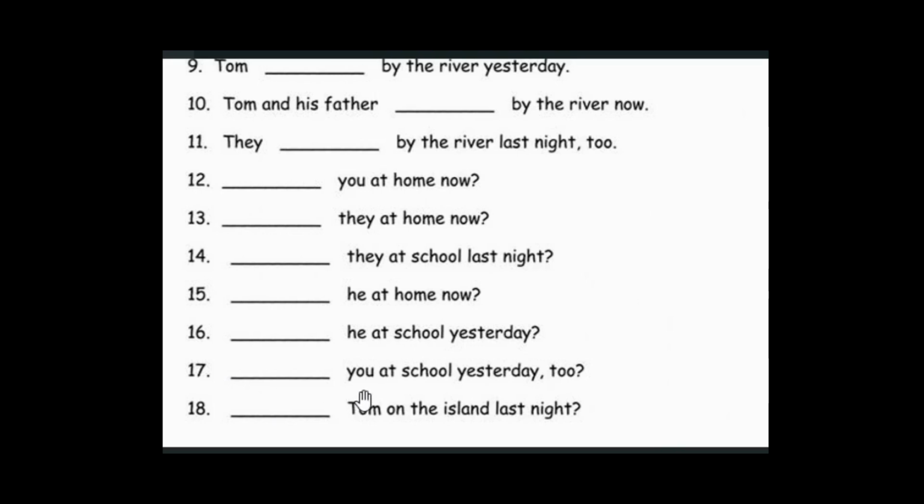And next one: dash you at school yesterday too. Dash you at school yesterday too. Here we should use were. Since the action has completed in the past, we should use were. Were you at school yesterday too? So we ask whether this person, along with someone else, was at school yesterday. That's why it is a question here too. Were you at school yesterday too?